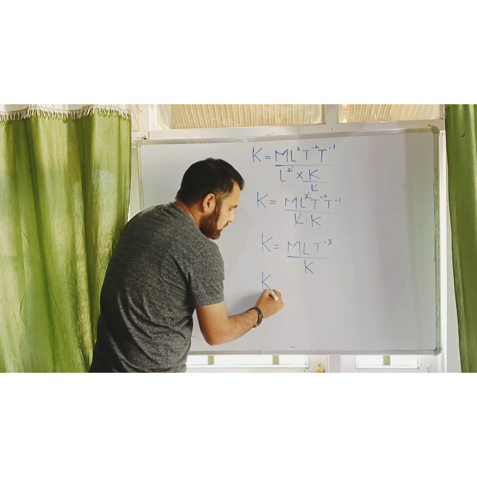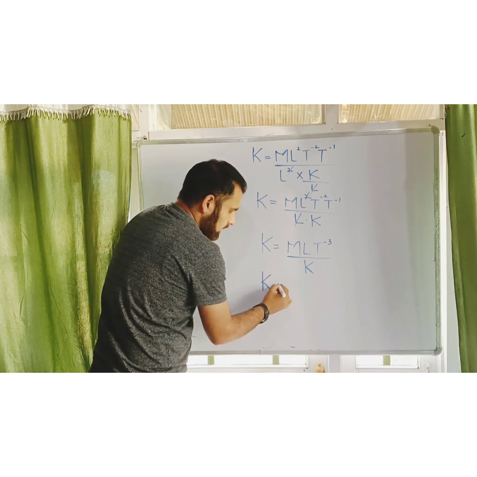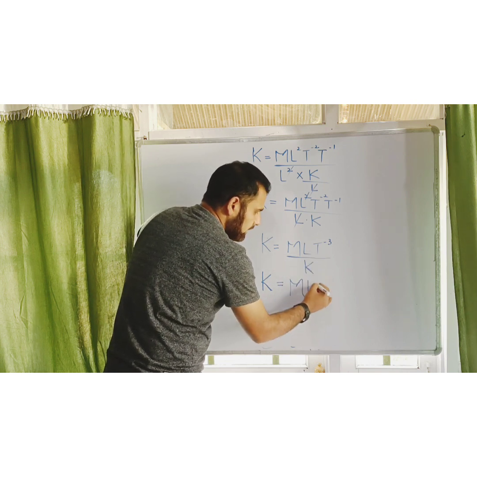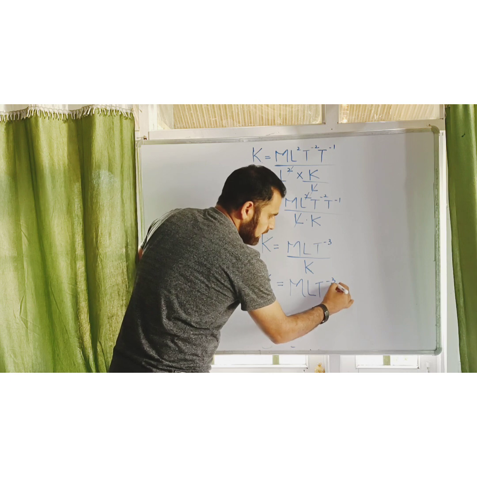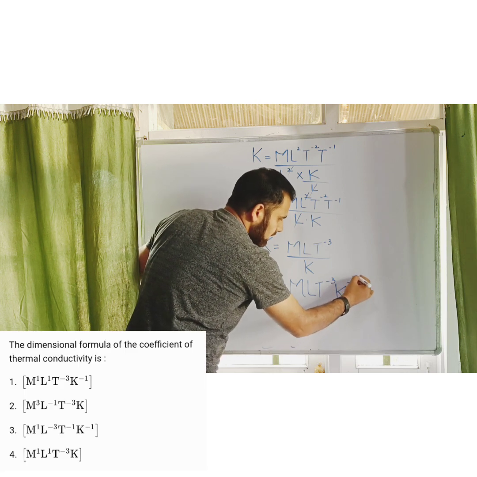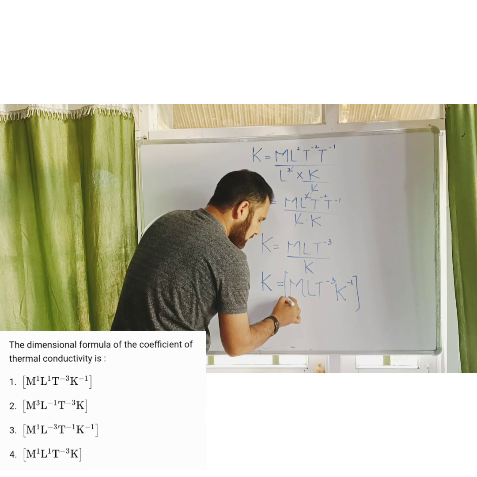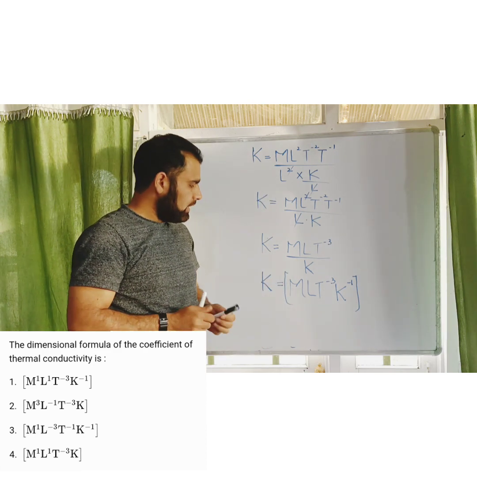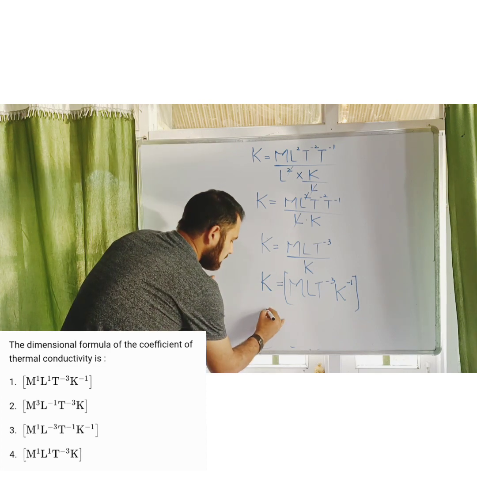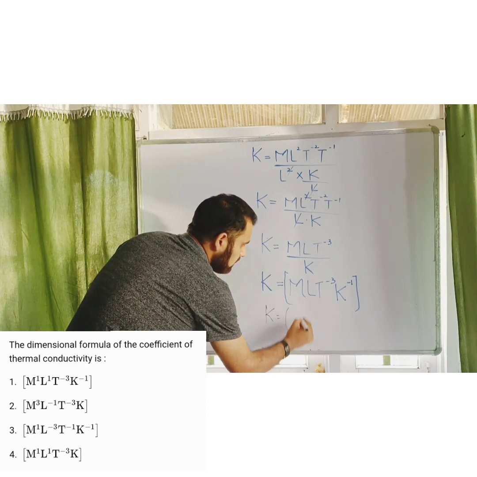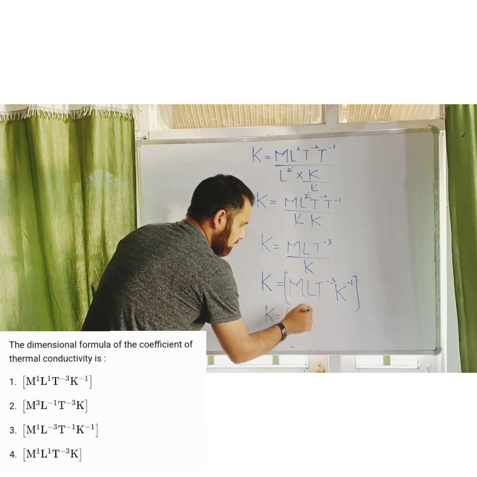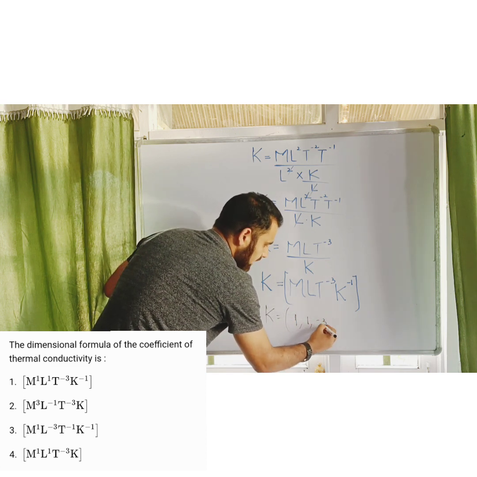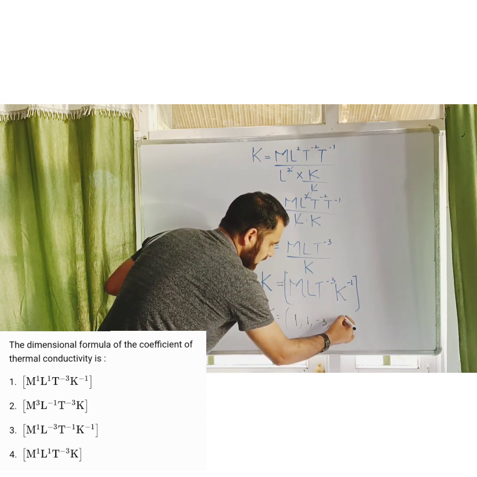So the coefficient of thermal conductivity K, its dimensional formula is M L T^-3 K^-1. This is the dimensional formula of coefficient of thermal conductivity. And the dimensions are 1, the power of M; 1, the power of L; -3, the power of T; and -1, the power of K.